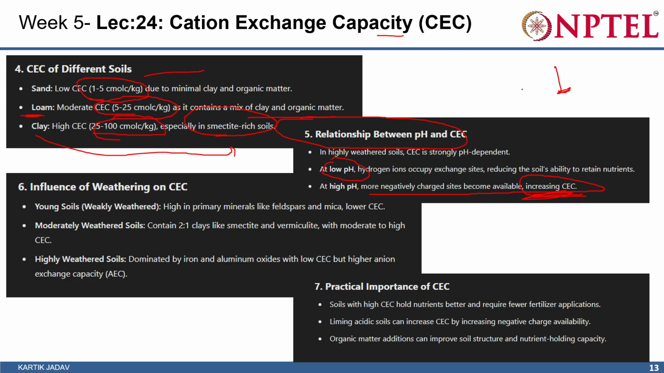And how is it affecting? It will affect the leaching of various nutrients, heavy metals, and emerging contaminants. Okay.